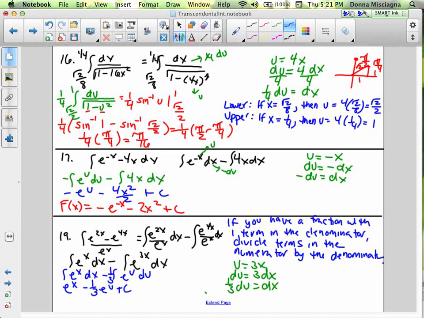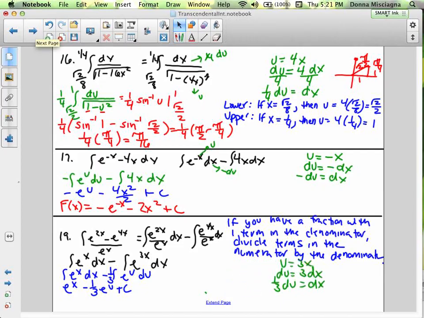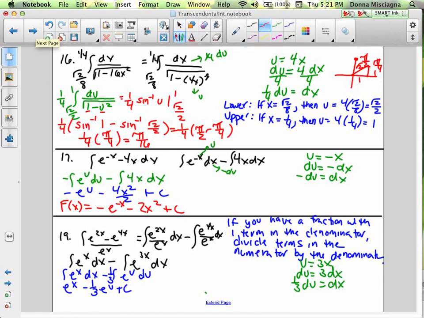The only thing we have to do is substitute back for the u. We're going to put the 3x back. So our final answer is f of x equals e to the x minus 1/3 e to the 3x plus c. And you can see if you took the derivative of the 1/3 e to the 3x plus c, 3x times 1/3 is 1, right? And that's where your coefficient went.